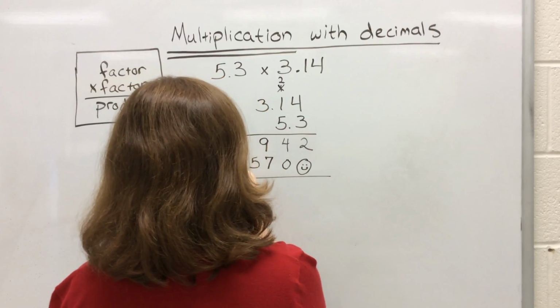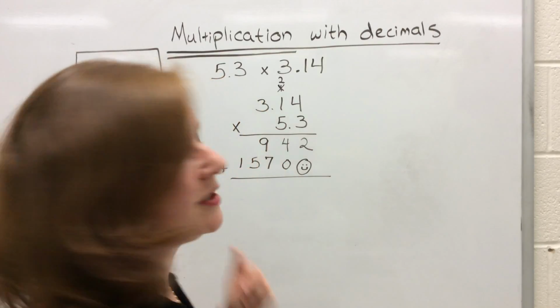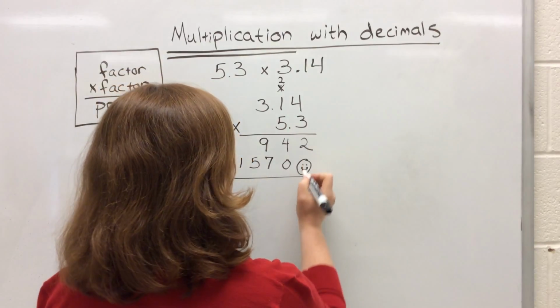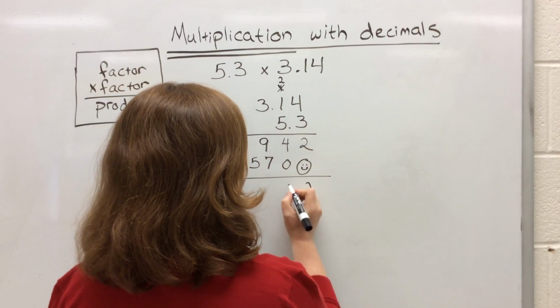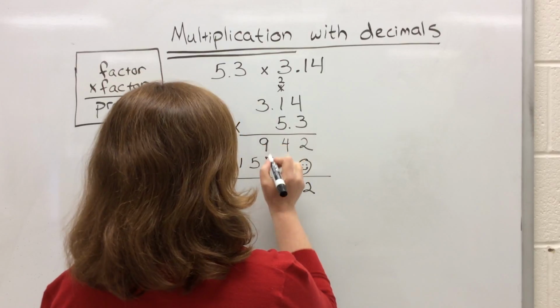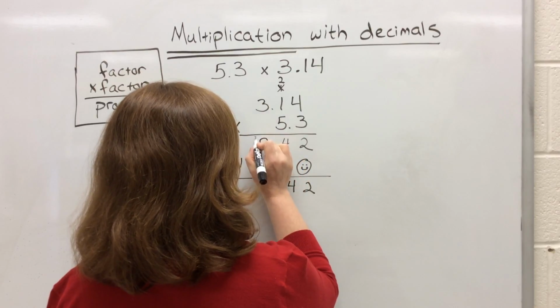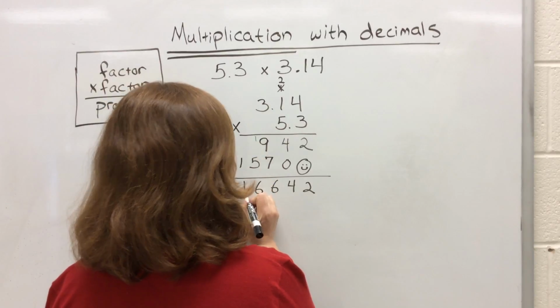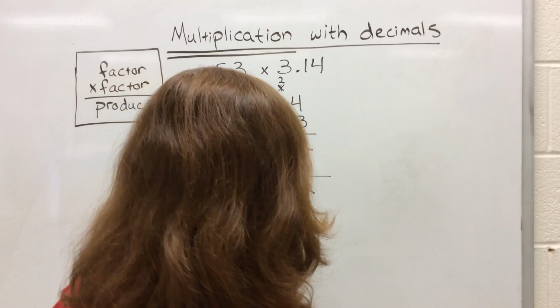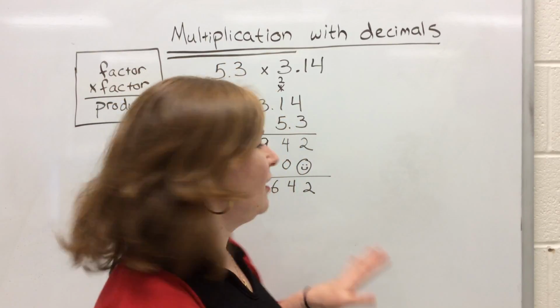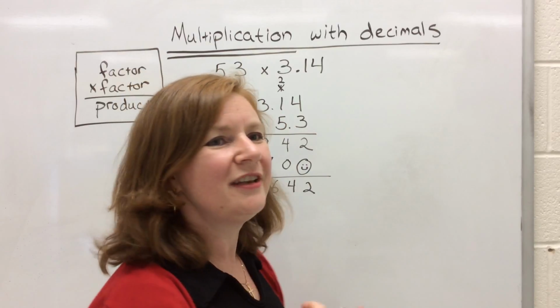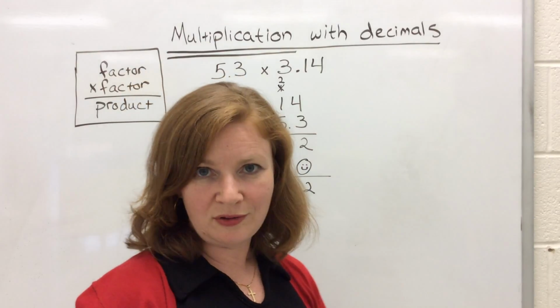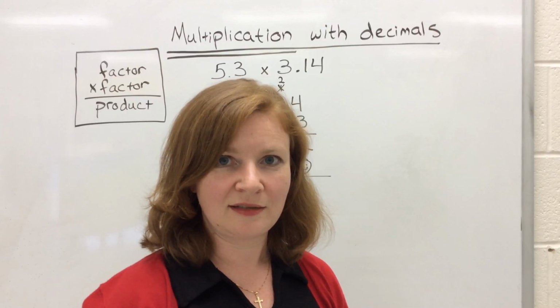Okay. Now I have two products down here, so I need to add them. 2 plus 0 is 2. 4 plus 0 is 4. 9 plus 7 is 16. Carry my 1. 5 plus 1 more is 6. And 1 plus nothing is 1. All right. So now I have a product, but I am not done, because I've been ignoring those decimals, and now I need to pay attention to them.